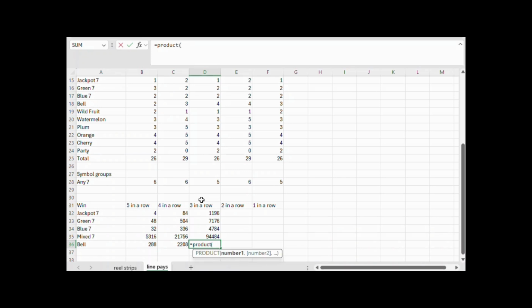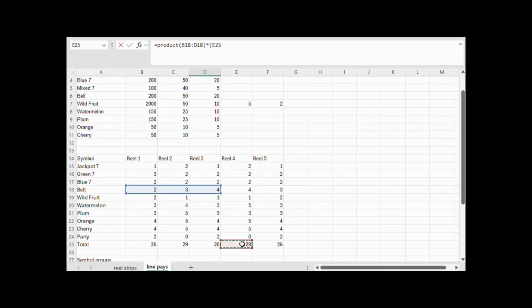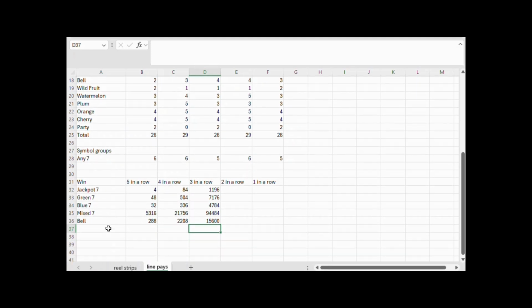And the number of ways he can get 3 bells is the number of ways he can get them on reels 1, 2, and 3, times the number of ways he can get anything but a bell on reel 4, which is 29 minus 7, times the number of ways he can get anything on reel 5. So 15,600 there, combinations for 3 bells.